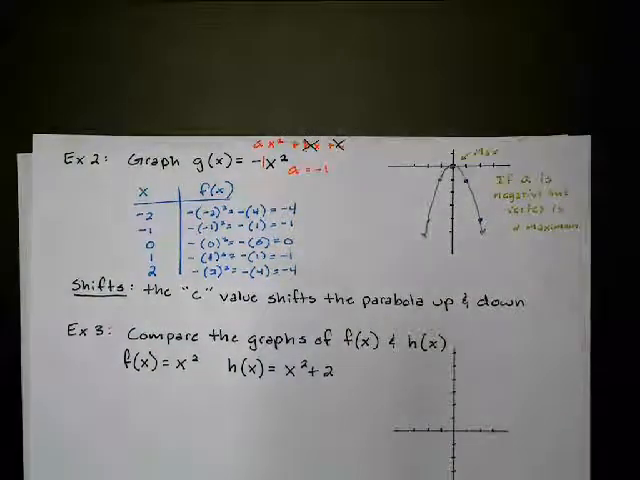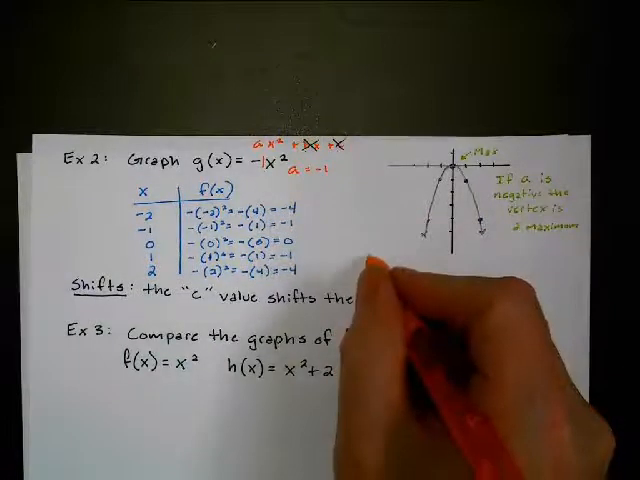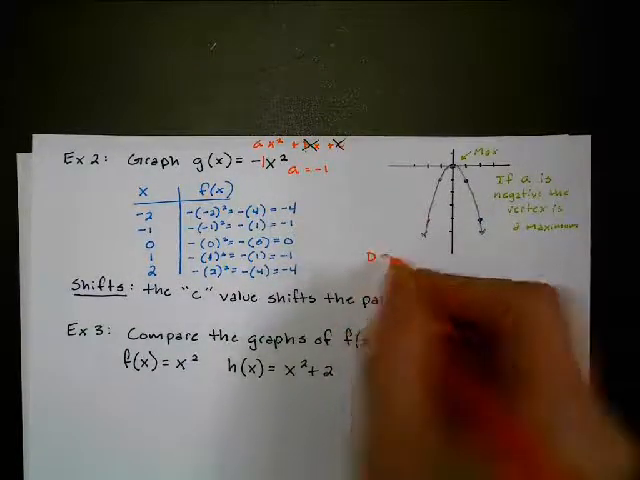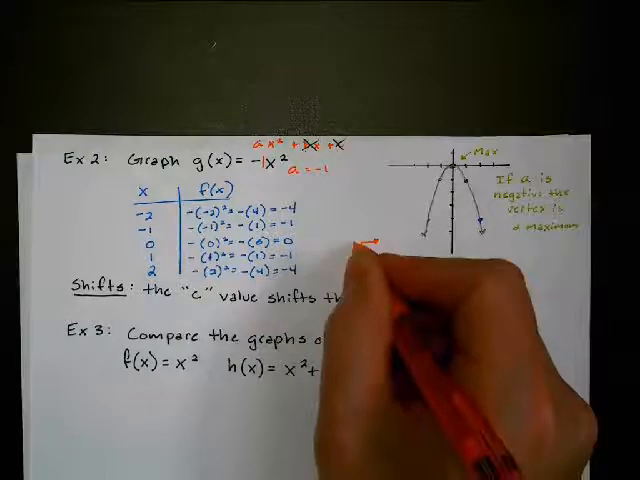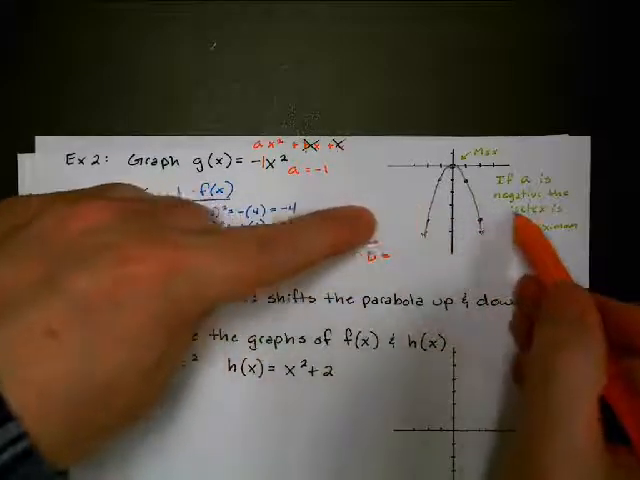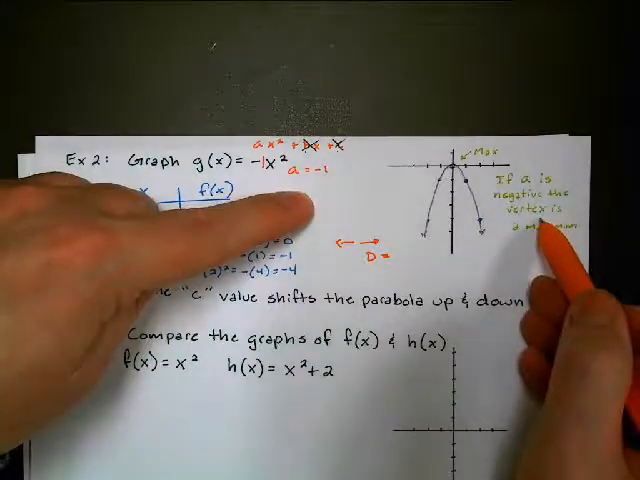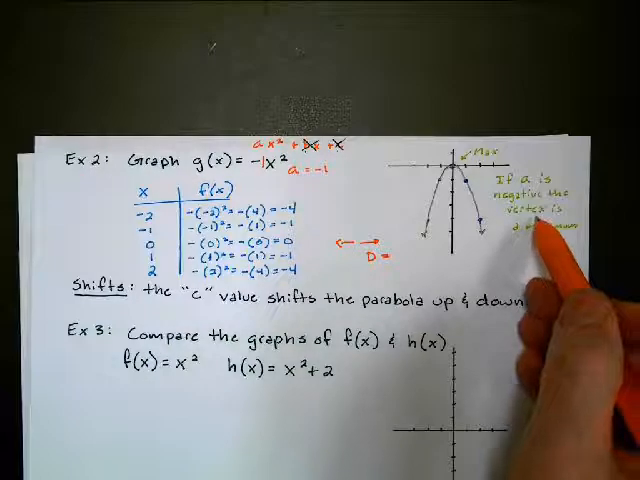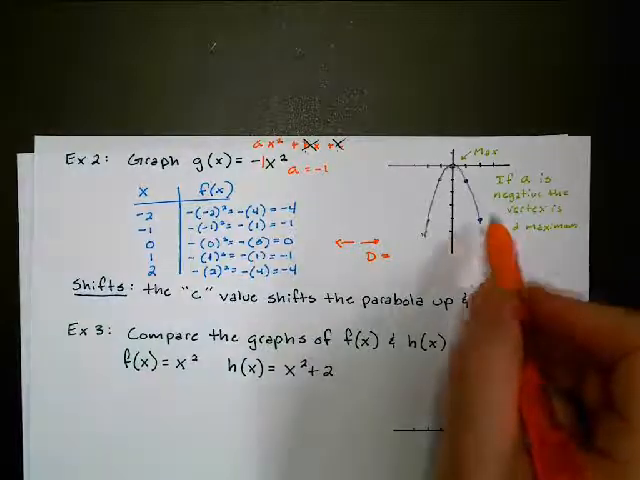Our domain, remember this is going left and right. This is going to keep on getting wider and wider and wider, which means left and right, there's nothing stopping it from going any direction. So it's going to keep on going this way, and it's going to keep on going that way. So we're going to say our domain is all real numbers.